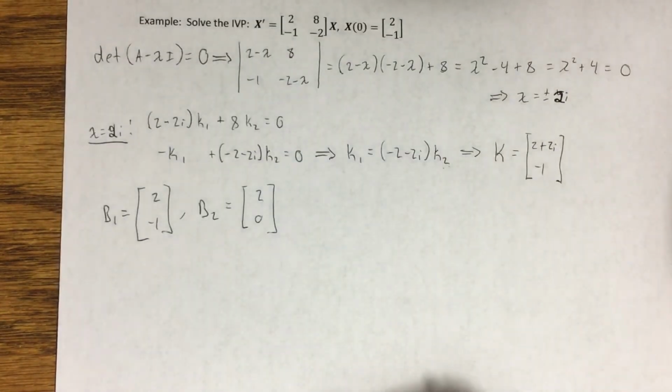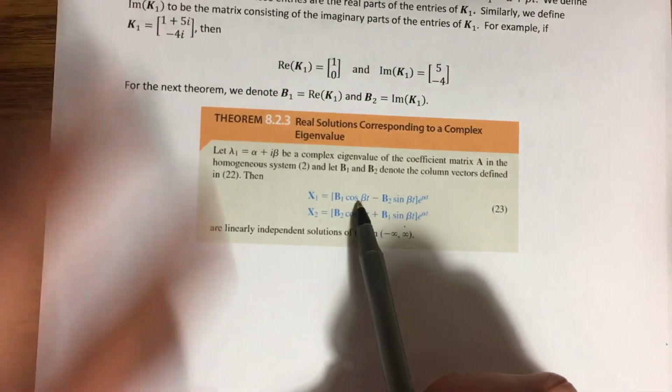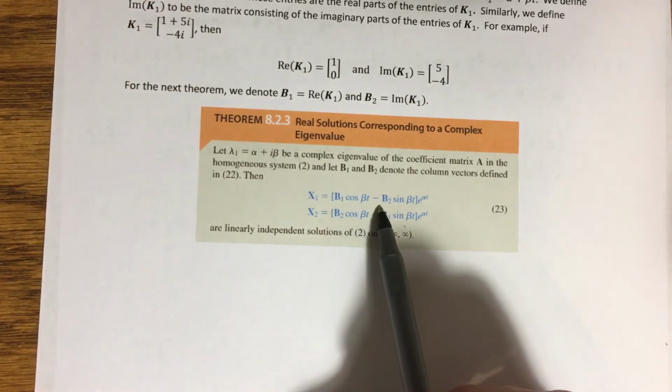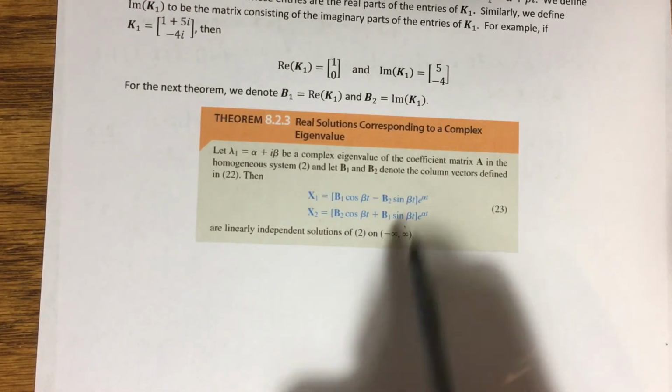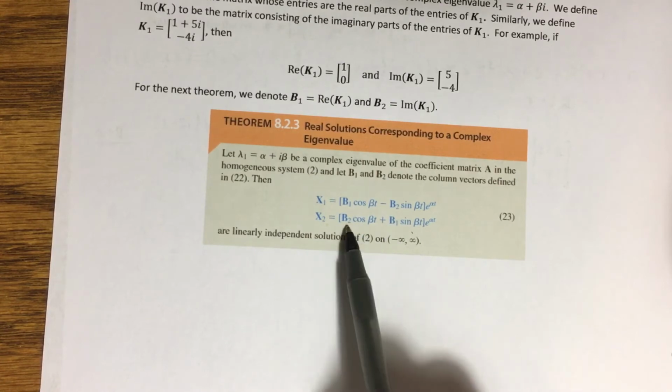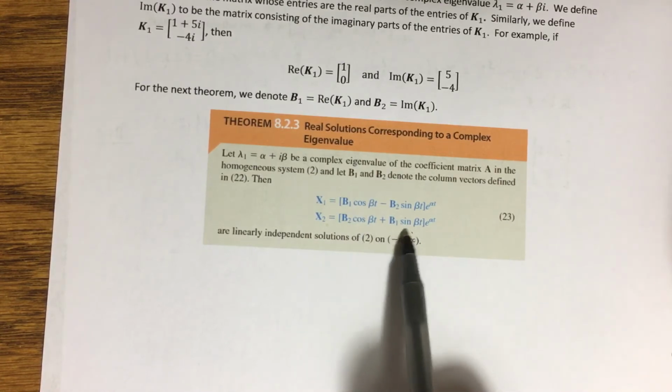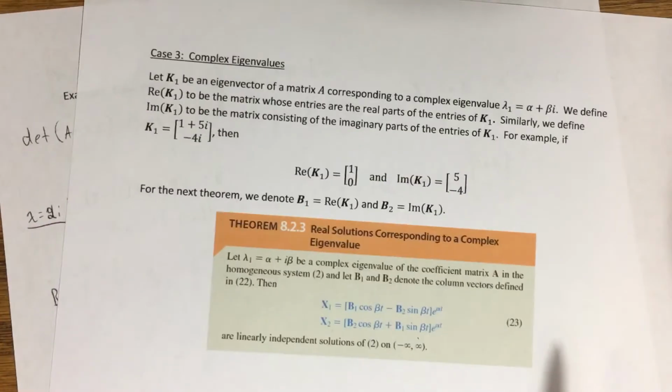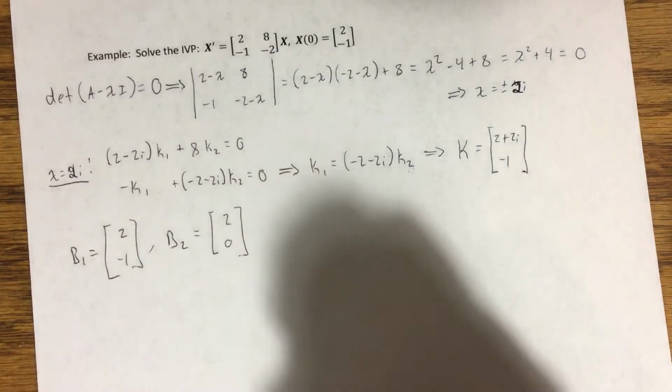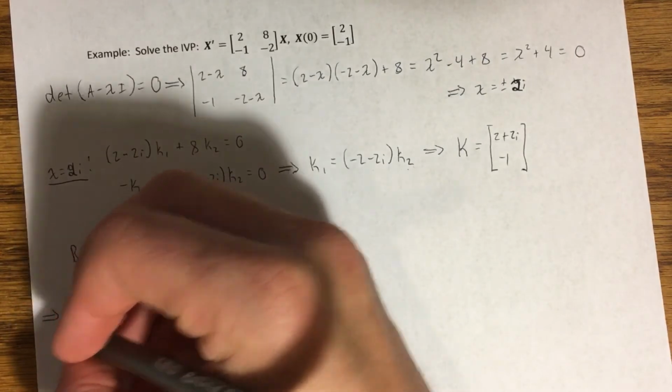Okay, now we're going to come back here and take a look at what our solution is supposed to look like. b1 cosine beta t minus b2 sine beta t. Notice for the second solution here, the b2 and the b1 switch places. So b2 is going to be the coefficient on cosine, b1 the coefficient on my sine. So using that, our solution is going to look like this.